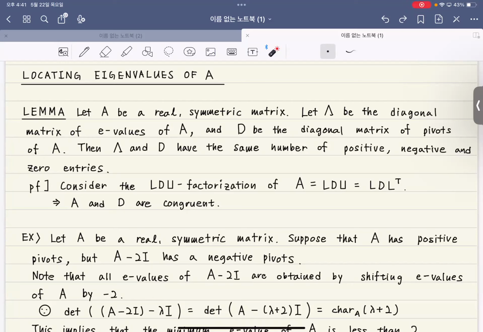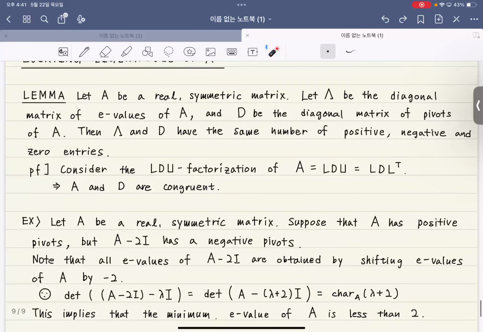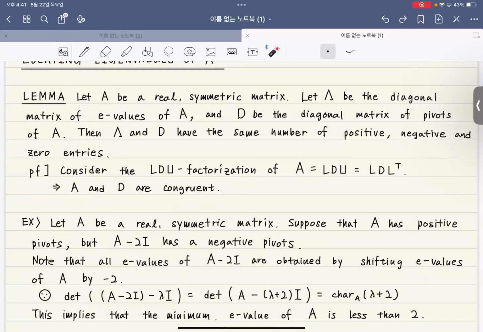But the algorithm which I will introduce from now on is one of the first successful, computationally stable algorithms to find eigenvalues of any given matrix. So let's talk about this. Let A be a real and symmetric matrix. Since A is real and symmetric, by the spectral theorem, A has a diagonalization. Let Lambda be the diagonal matrix of eigenvalues of A, and D be the diagonal matrix of the pivots of A. And A and D have the same number of positive, negative, and zero entries.